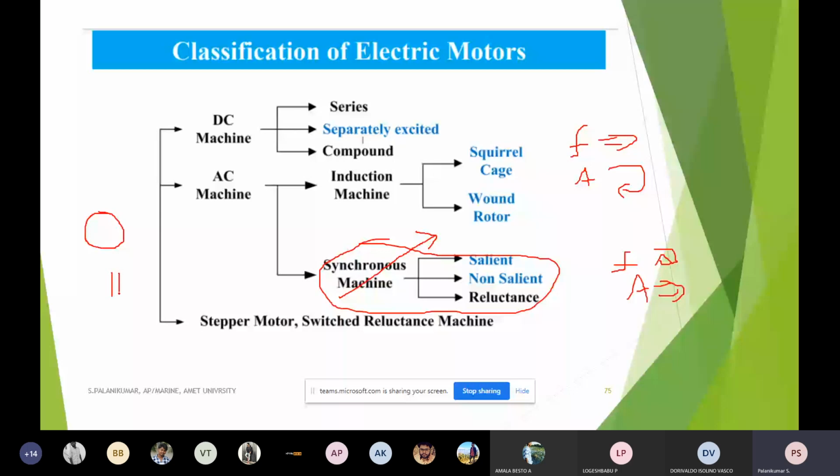Projections like this. So automatically there will be some projections. So like this, a projection will be there. Some damper winding will be provided. So this is called salient pole. Non-salient pole is called cylindrical pole. So the rotor structure will be like this. If a rotor has poles, it is a salient pole synchronous motor.